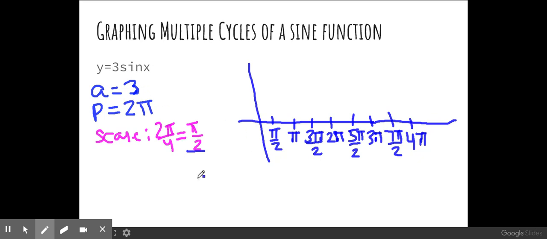So when you graph multiple cycles, you need to continue on this pattern. Now for the y-axis, we use the amplitude. So we're going to go up 3, 1, 2, 3, and then down 1, 2, 3. And everything is labeled.